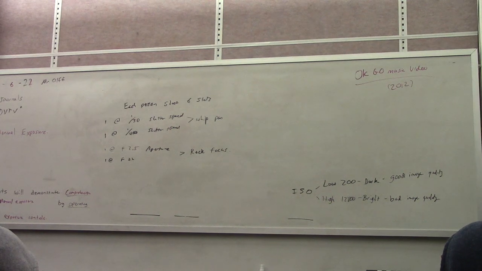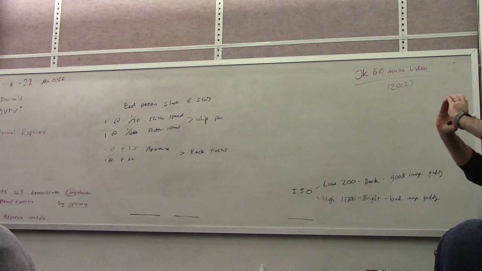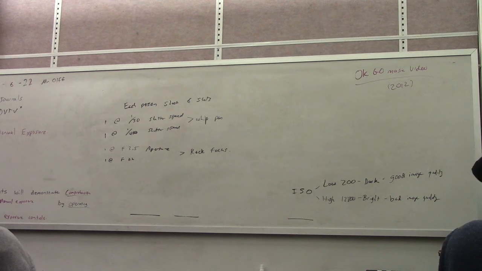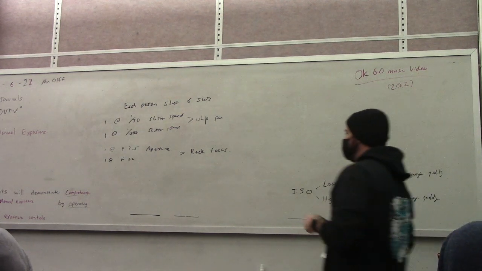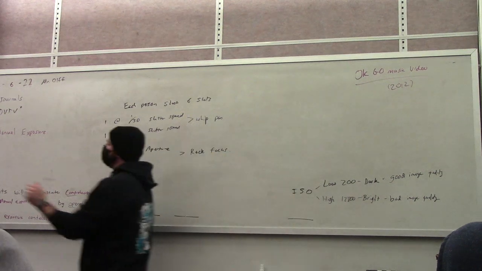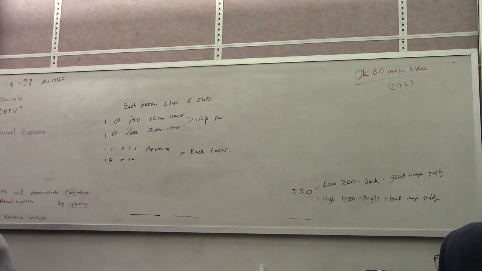Even if the hole is f3.5, if I'm zoomed in this much, only this much light is going to hit the sensor. So don't freak out and say, Mr. Wolf, it won't go to 3.5. I'll just say, hey, you're zoomed in. Just zoom out, and it'll adjust.